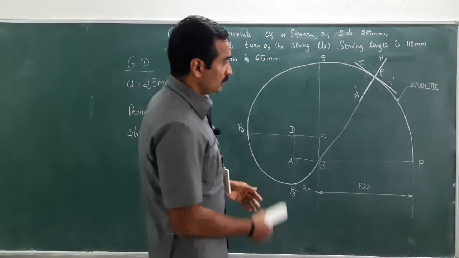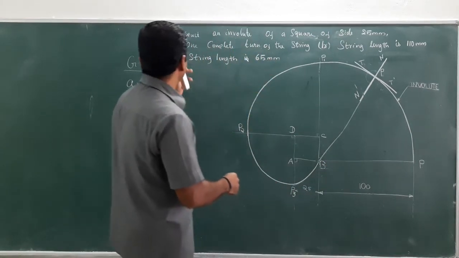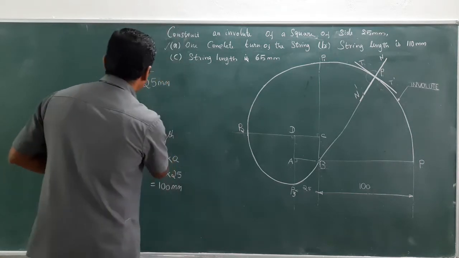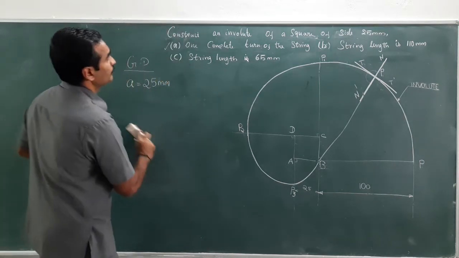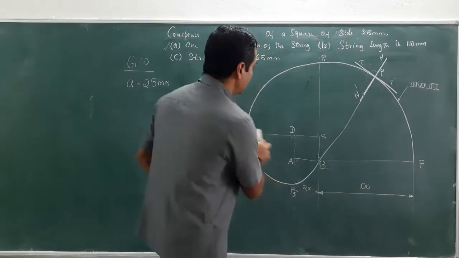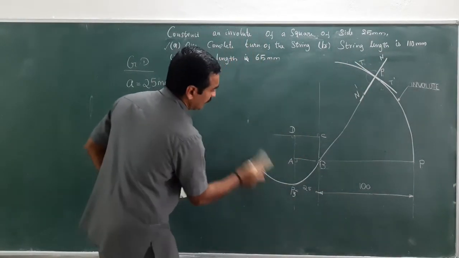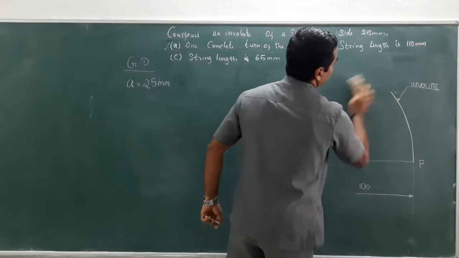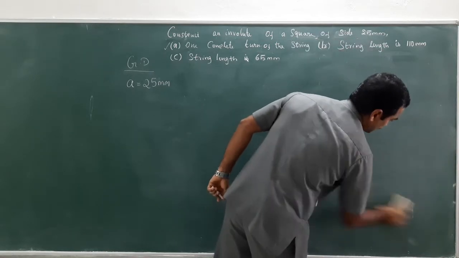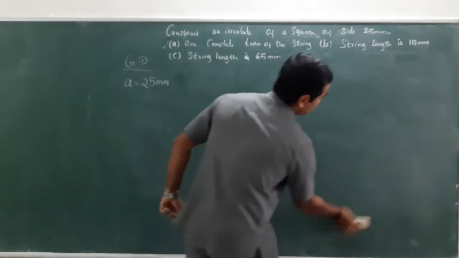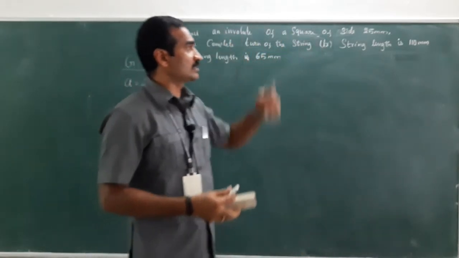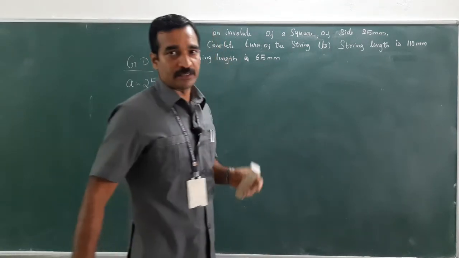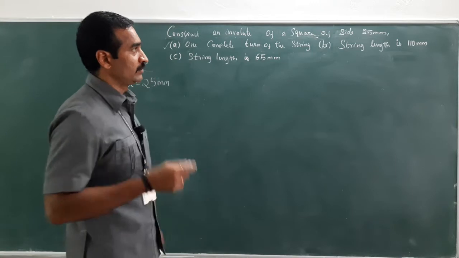Fine. So with this I have completed the first condition of this question. Let me move to the second condition, where it says string length is 110 mm. To complete one complete turn, the string length required was 100 mm, whereas this condition says string length is 110 mm. What kind of shape are we getting? Let me construct the involute and explain in detail.